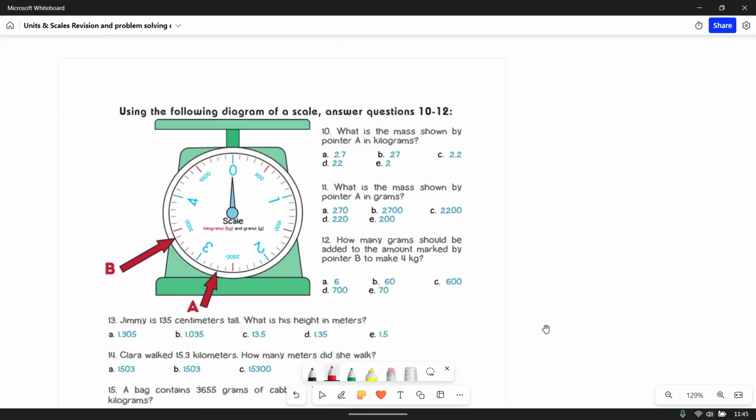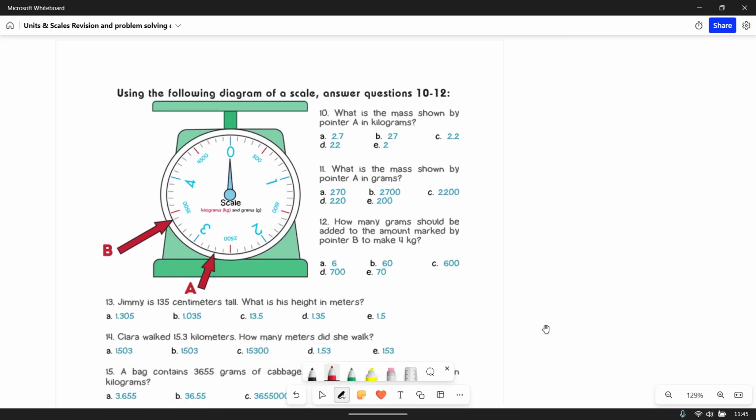Okay, next page. So this is about scale. Remember, you count the number of gaps inside. You take away the lowest from the highest, and divide that by the number of gaps. Okay, so what is the mass shown by the point at A? Remember, mass is the same as weight. So what's the weight shown at point A?